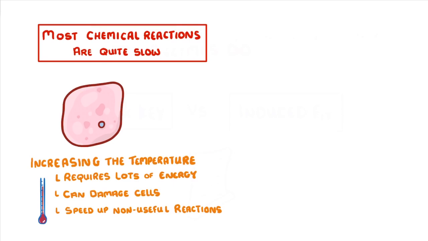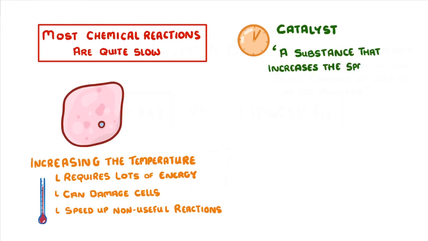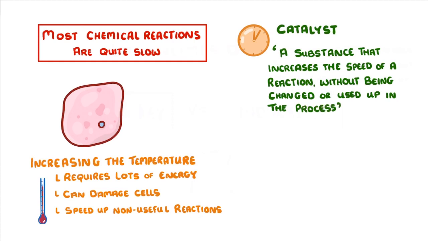A better way to increase the speed of a chemical reaction is with a catalyst. And we can define a catalyst as a substance which increases the speed of a reaction without being changed or used up in the process. This last bit of the definition is really important because it means that catalysts can be used over and over again without being used up.